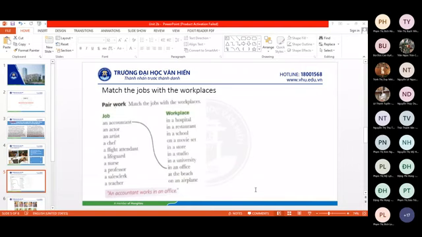Flight attendant, in Vietnamese, chiêu đại viên hàng không or tiếp viên hàng không. In the past it was called chiêu đại viên hàng không. Now people call it tiếp viên hàng không. Right. The air stewardess. But now they tend to use flight attendant more than air stewardess. But the same meaning.